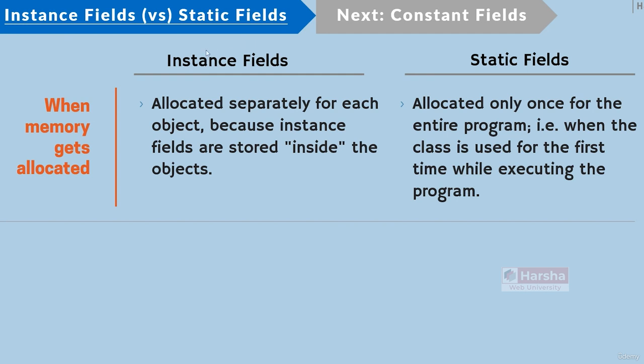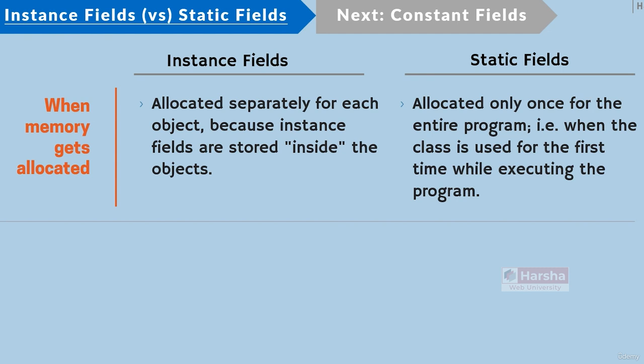Instance fields memory will be separate for every object. Static field memory will be allocated only one time throughout the entire program, irrespective of number of objects. Static field doesn't mean that fixed value. Static field value also can be changed at any point of time. That means static fields are not constants. Only the point is, static fields are common to all objects of the particular class.